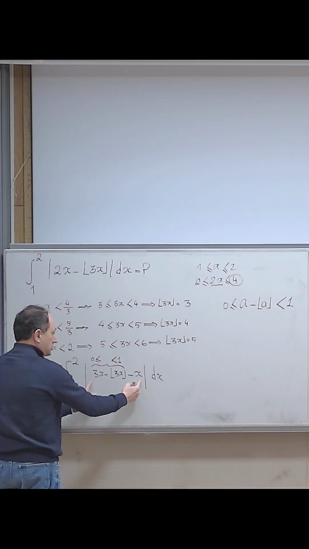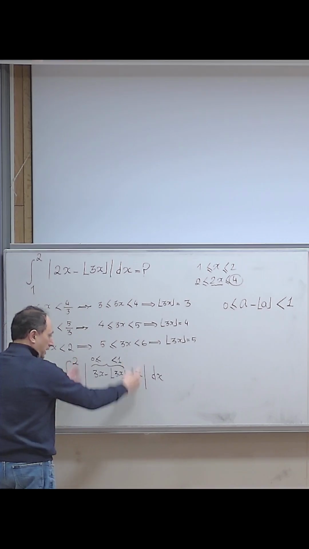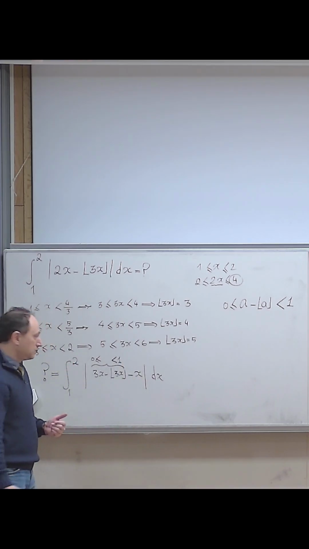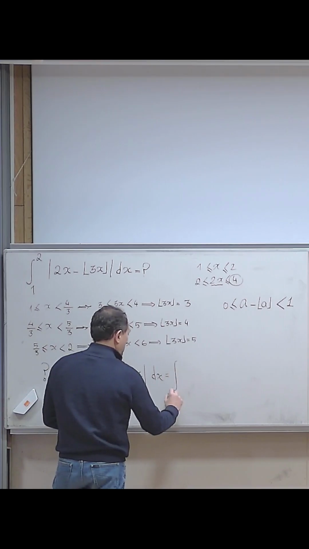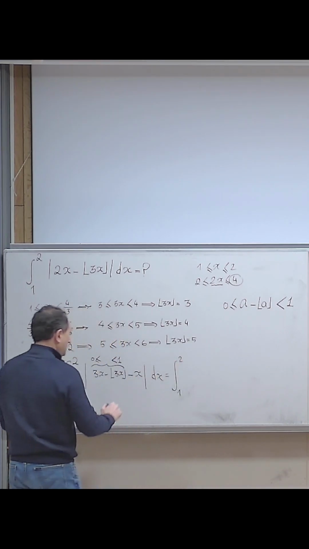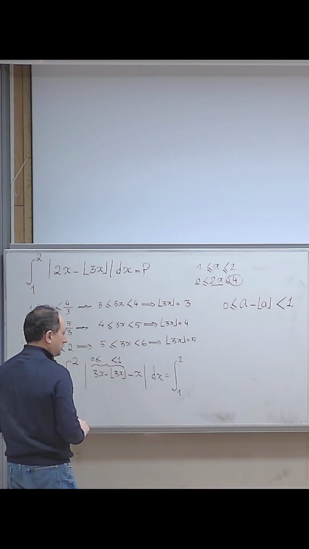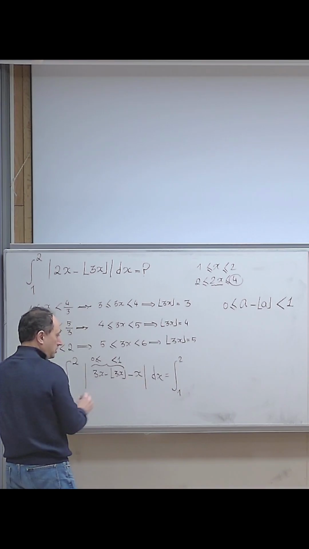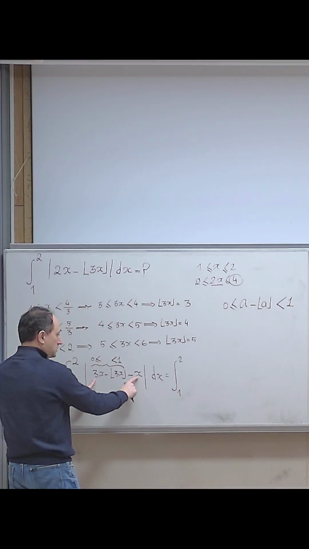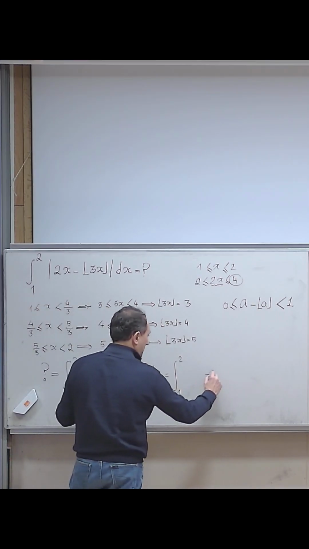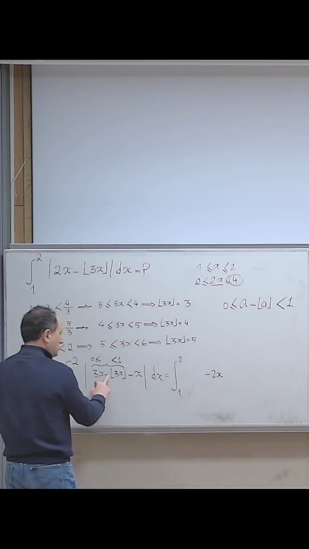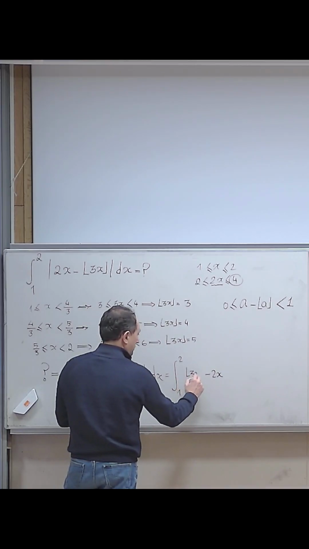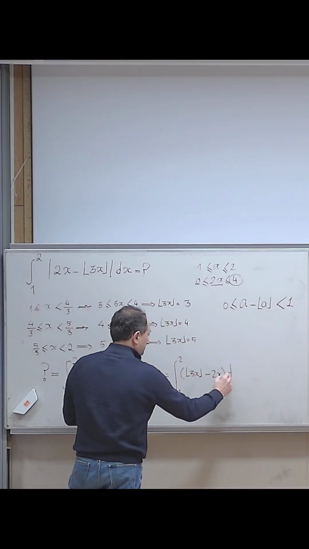So this expression is always negative, so I can get rid of the absolute value sign immediately. This gives me the integral from 1 to 2. I have to take the absolute value away, but I have to multiply everything by a minus sign. So 3x minus x is 2x. When I multiply it by a minus sign, it becomes minus 2x. And this is already minus floor of 3x, now it becomes positive floor of 3x dx.